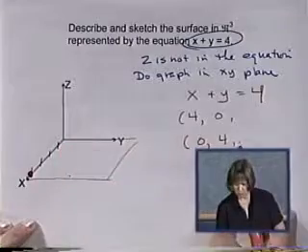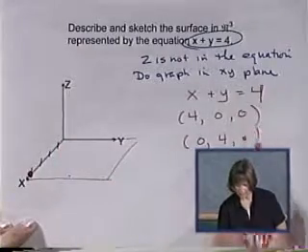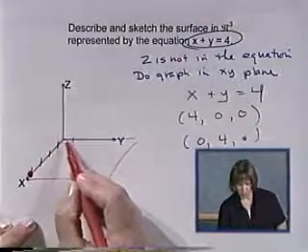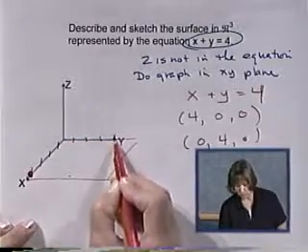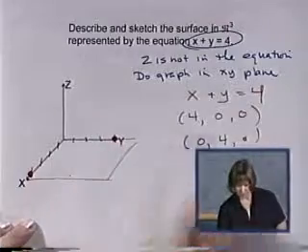0, 4, and we could just put zeros here for right now, would be here. 1, go over in the x direction 0, go in the y direction 4 units, 1, 2, 3, 4, and then we're going to go up nothing. So here's my line.